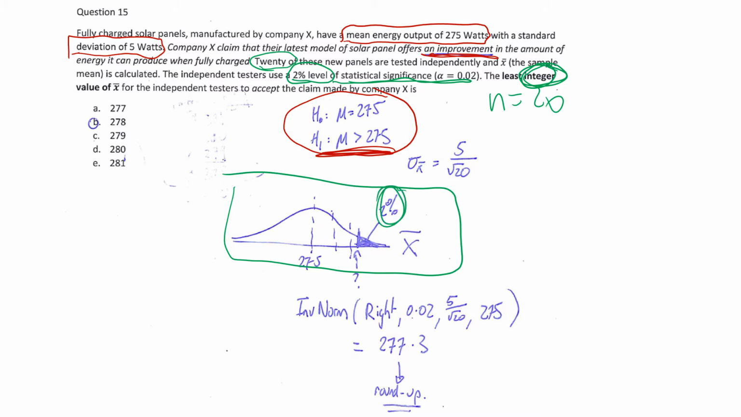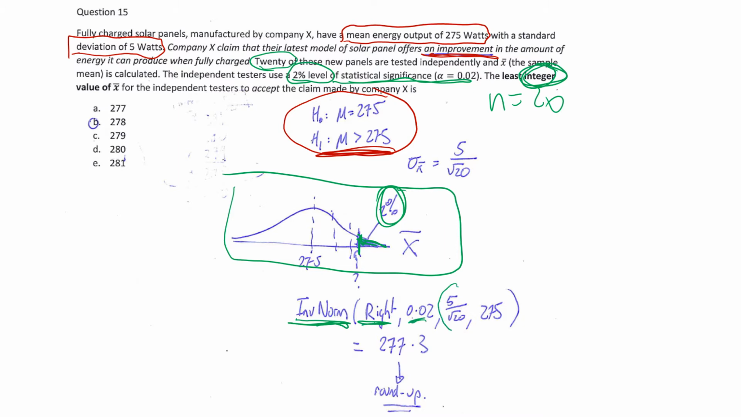So what part of our calculator do we use? We use our inverse norm. So inverse norm is where we know the percentage value. We want to work out backwards to a member of the distribution for which greater than that or less than that, or whatever the case may be, gives you the right value. So there we go, inverse norm. We're looking to the right tail, 2%.